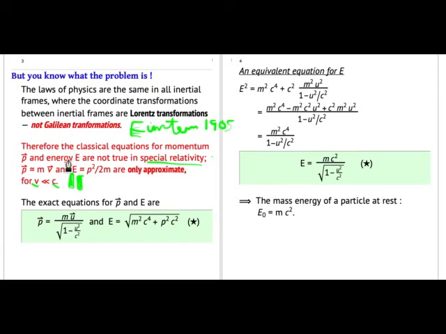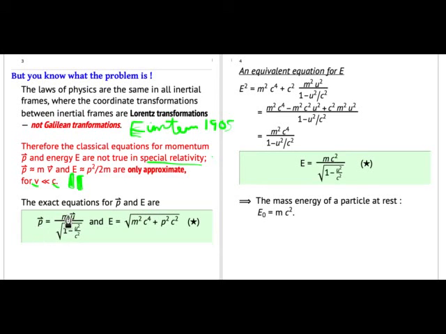Now, if P is not equal to mv, what is it? There's still the concept of momentum. And what about energy? There's still the concept of energy, playing many of the same roles as momentum and energy in classical physics as you had in Physics 183. It's just that the exact equations are different from the equations in the classical limit. The exact equations for P and E are these.